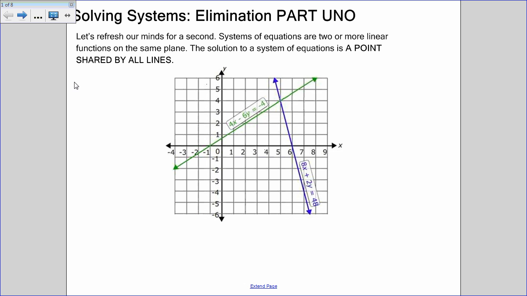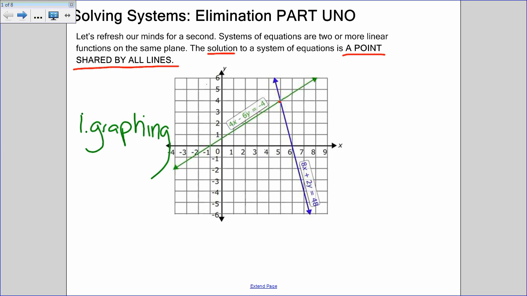One way you can solve systems of equations is by graphing. You had two lines, you could graph them. And when you're looking at systems of equations, you're trying to find your solution to the system, which was what? Does this picture give you a little bit of a reminder? Your solution is the point where they intersect. It's the point that's shared by all of the lines in your system.